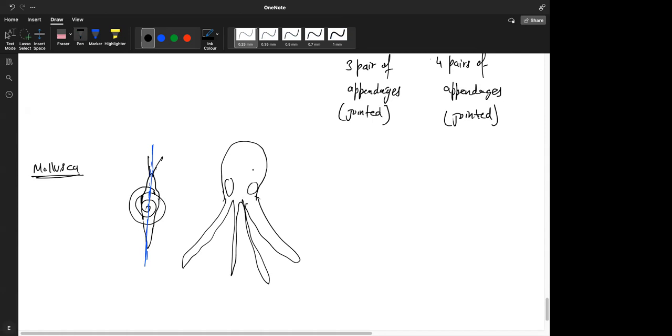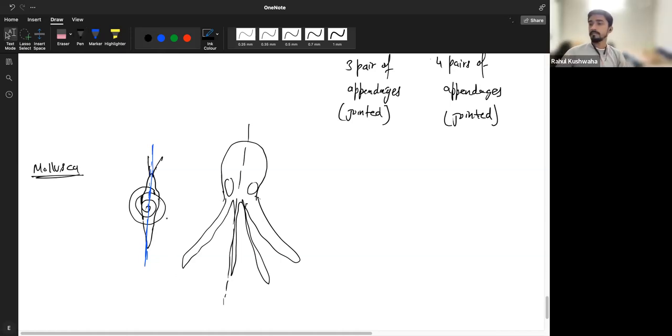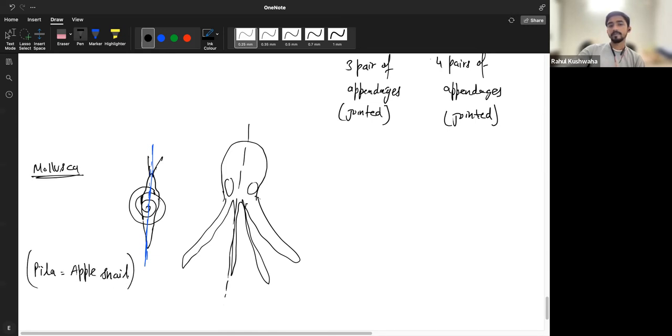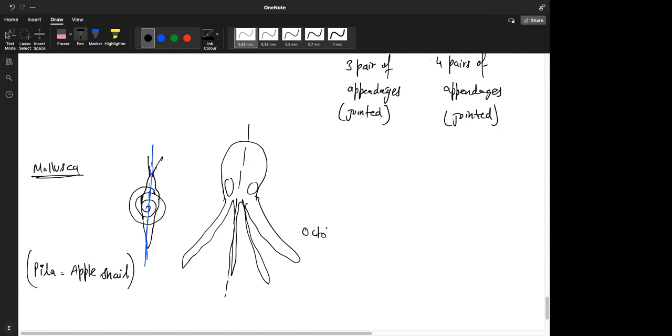Yes, but there's one more organism called Pila. I think it won't have. It is a different shape. Pila is a snail only. Pila is apple snail, a big snail. Okay. Makes sense, Aram? Yes, sir. Okay.